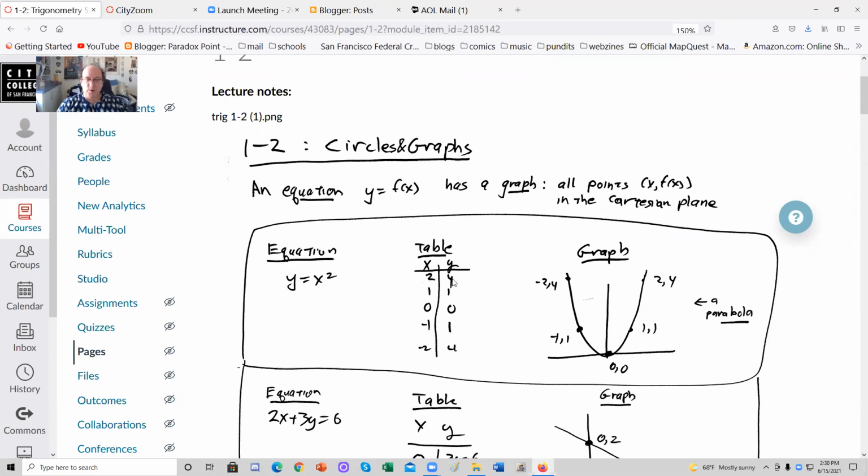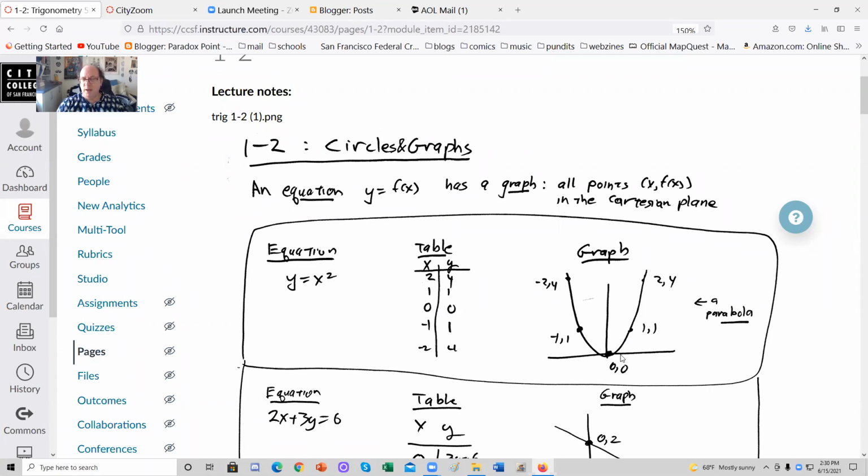x squared: 2 squared is 4. 1 squared is 1. 0 squared is 0. Negative 1 squared is 1. Negative 2 squared is 4. So we plot 2 by 4, 1 by 1, 0 by 0, negative 1 by 1, negative 2 by 4. That's only 5 points. I've seen people draw this and then draw a sharp point at the corner like this. Well, that's not quite right.